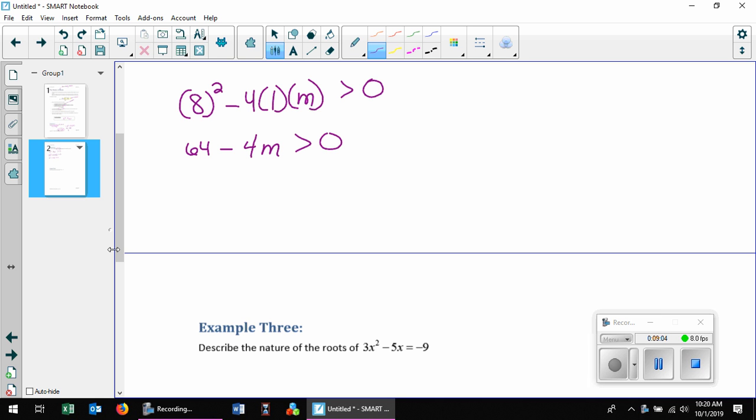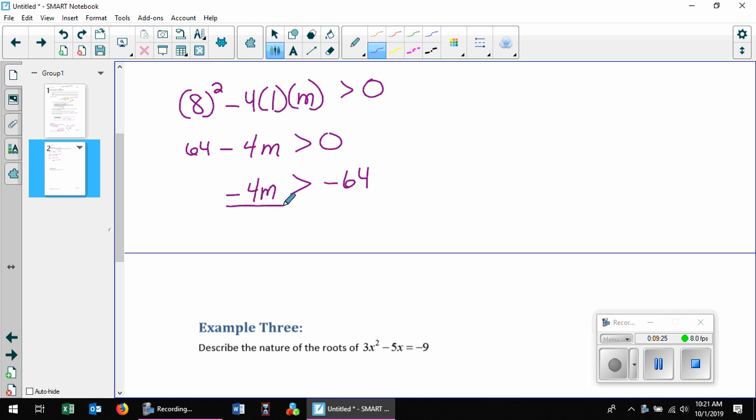Okay, so what do you want to do? You want to bring the 64 over? Okay, so I'm left with a negative 4m here, greater than a negative 64. Everybody with me? How about m by itself?